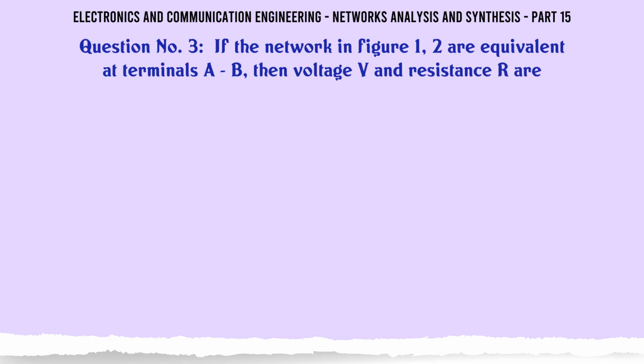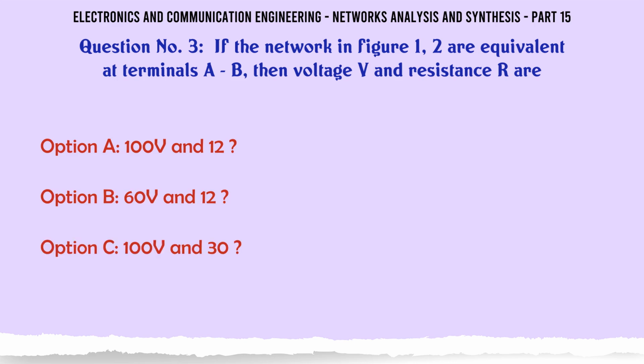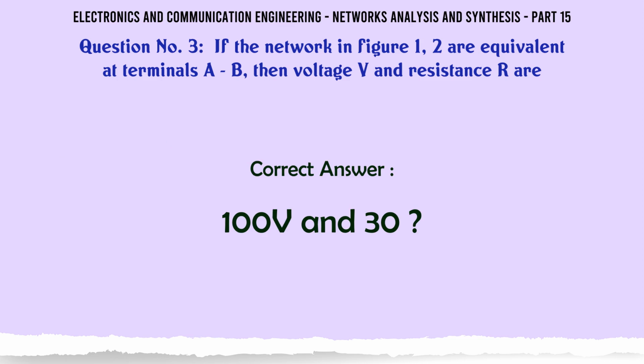If the networks in figure 1-2 are equivalent at terminals AB, then voltage V and resistance R are: A: 100V and 12, B: 60V and 12, C: 100V and 30, D: 60V and 30. The correct answer is 100V and 30.